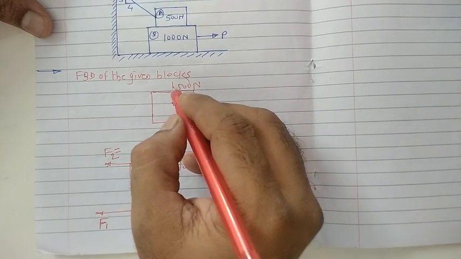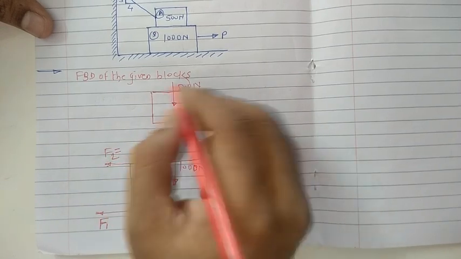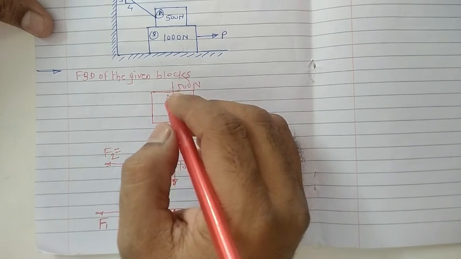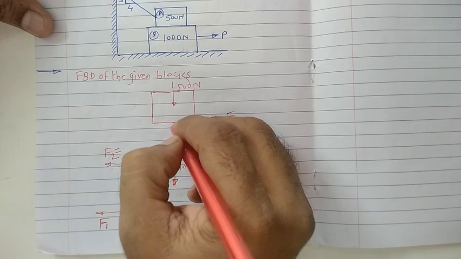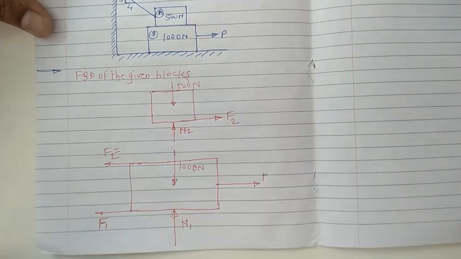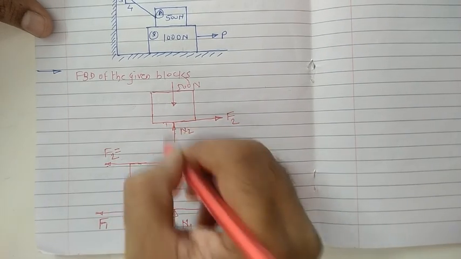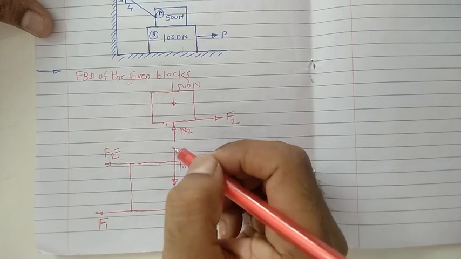So what's about the next one? Whatever the weight of this block, it acts in the downward direction, which means the normal reaction automatically comes into the picture. What's about that normal direction between this surface and this one? Let us consider that this is nothing but the N2.